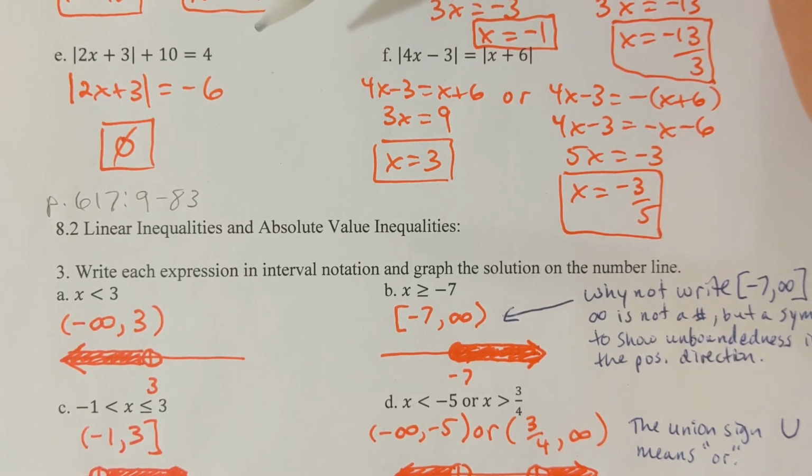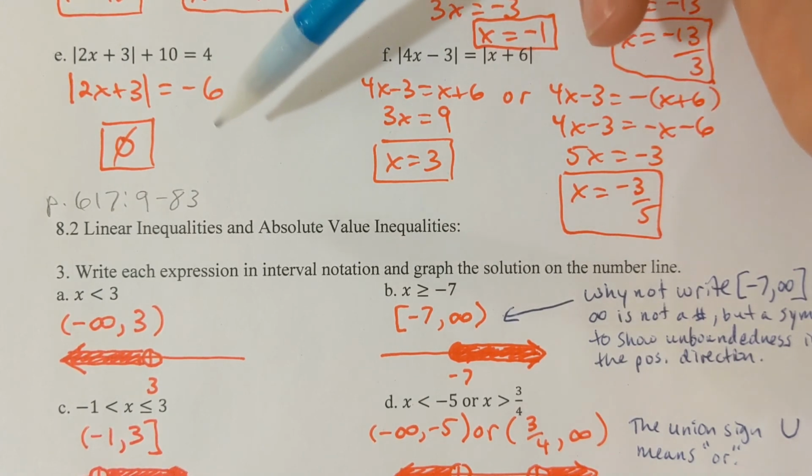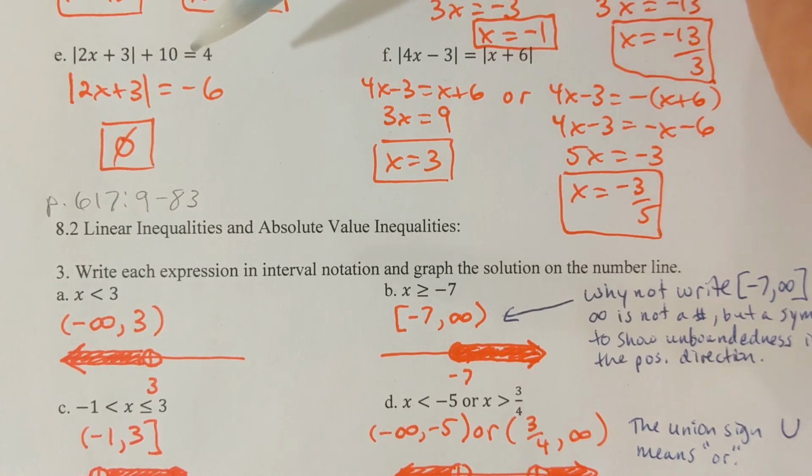I think there's a couple of those in the book. Watch out for those, okay? Anytime you got a negative on one side of an absolute value equation and the absolute value expression is all alone on the other side, no solutions, okay? You can't have a positive equal a negative. That's not true.